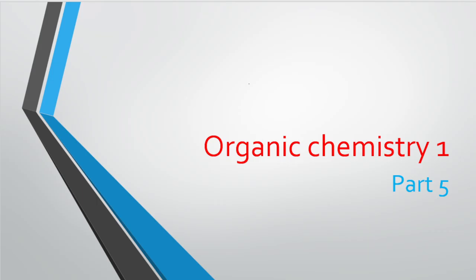In this video, I'm going to discuss part 5 of IUPAC nomenclature, that is about benzene substituted compounds and alicyclic compounds. For the previous concepts, please go through the playlist.